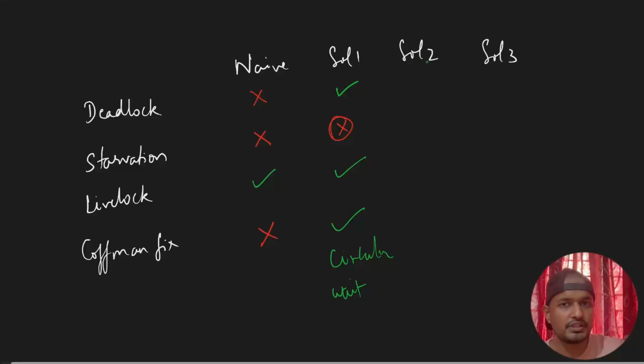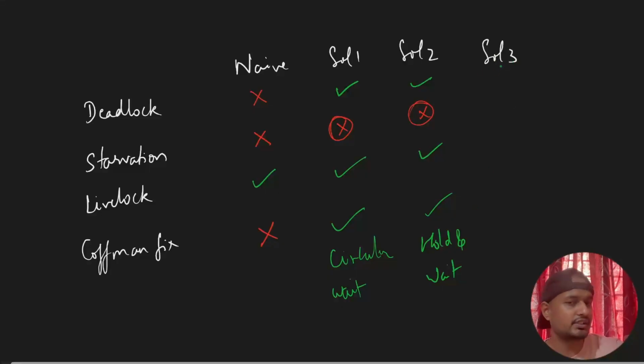Now the second solution, the semaphore solution, what we did? We broke the deadlock, correct? Was starvation possible? Yes, starvation was possible there as well. What about live lock? Live lock was not possible. And Coffman fix? Yes, we did the Coffman fix on hold and wait. This was the condition that we broke.